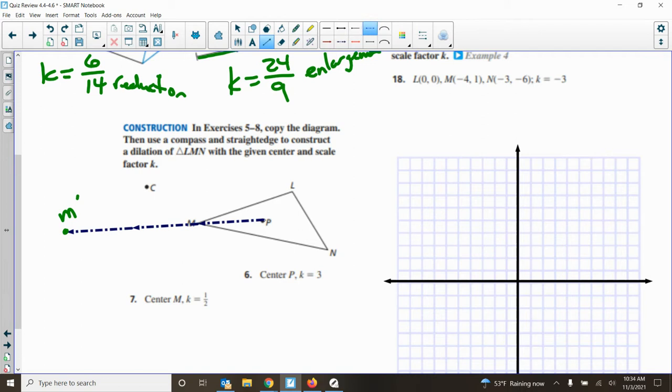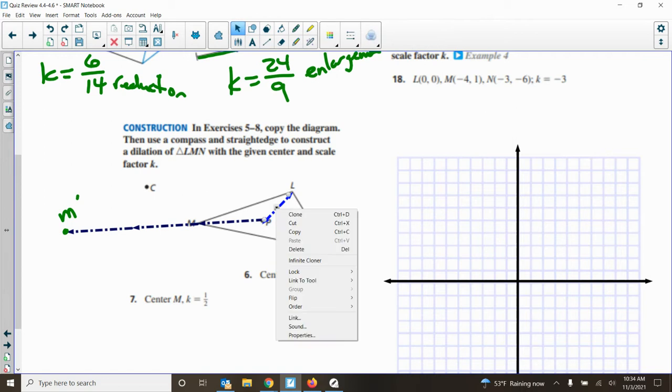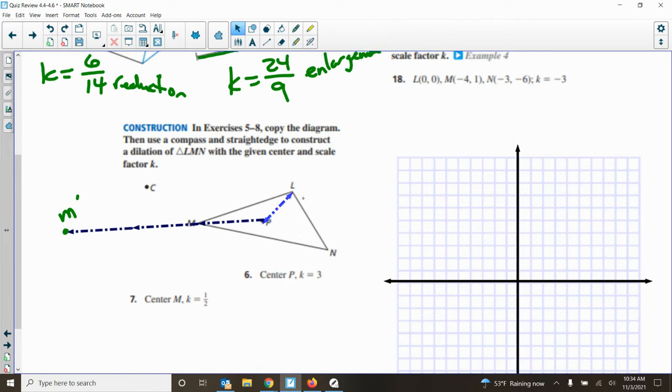Let's change it to the blue. Since we're going from P, let's do infinite cloner. This would be K equals 2. This would be K equals 3. Three times as far away, pretty close. And we'll call this L prime.